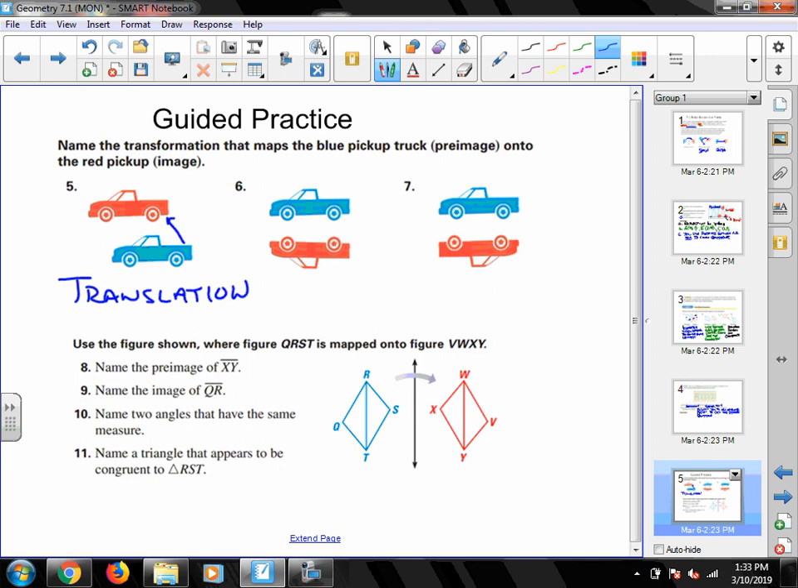Six. I flipped it upside down. So I am dealing with either a rotation or a reflection. If I notice, everything seems to line up vertically. This window lines up here. You can see how the points line up. All they do is change where they are up and down. So that is going to be a reflection.